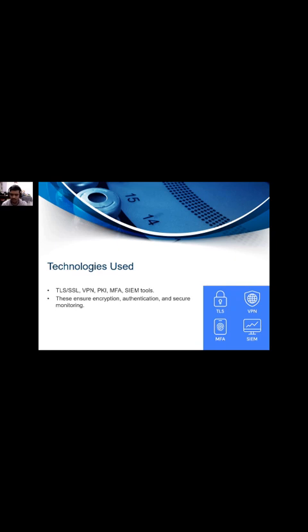Technologies used. To make zero trust possible, several powerful technologies are used: TLS and SSL protocols to encrypt the communication channels, VPN and PKI credentials to authorize the devices, MFA tools to strengthen identity verification, and SIEM, security information and event management tools, to monitor, detect, and analyze threats. All these are built on encryption algorithms such as RSA, AES, and SHA for secure encryption, authentication, and hashing.